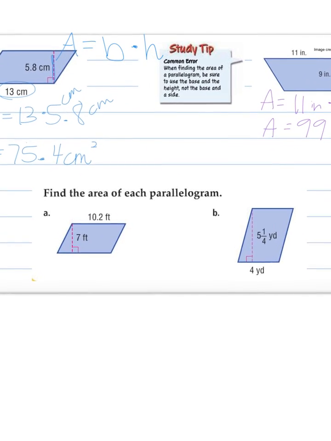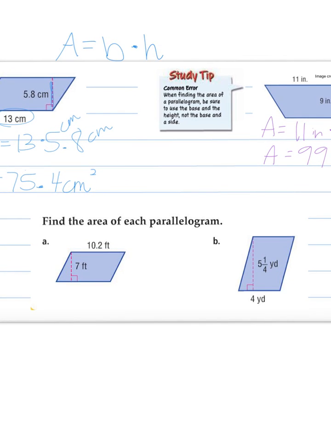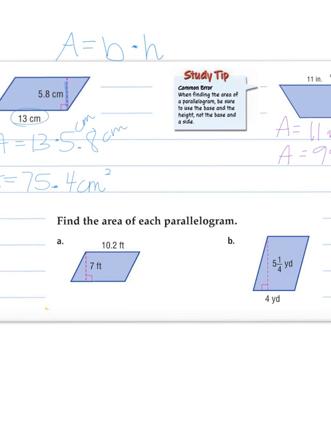Okay, a couple here for you to try on your own. Come back and check. Base is 10.2 times 7. Multiply those together. 71 4/10 feet squared.